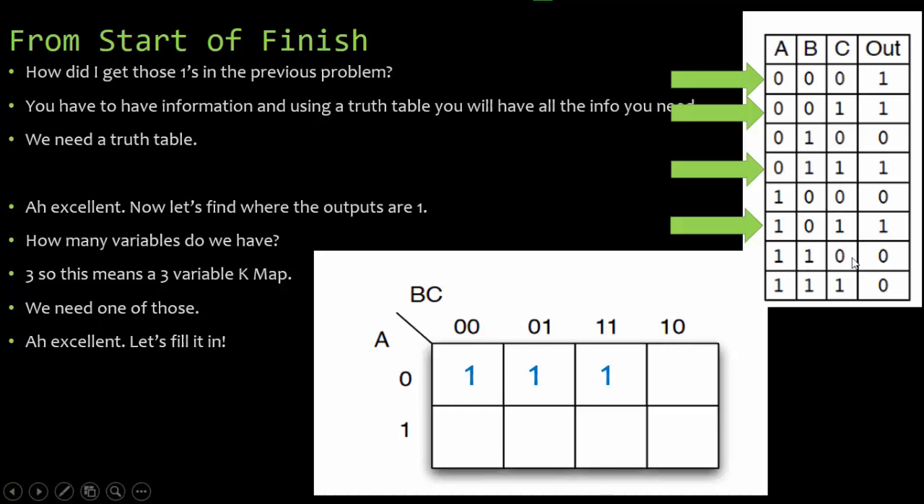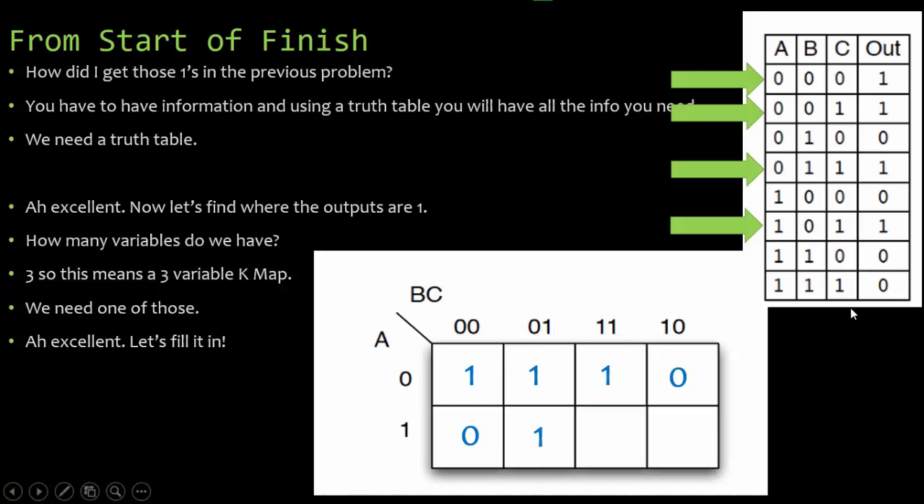Here's 1, 1, 0. That does not result in a 1, so I'm going to put in a 0. What about when A is 1, B, C is 0, 0? So we're looking for 1, 0, 0. That doesn't work. That's a 0. What about 1, 0, 1? Here's 1, 0, 1. That works.